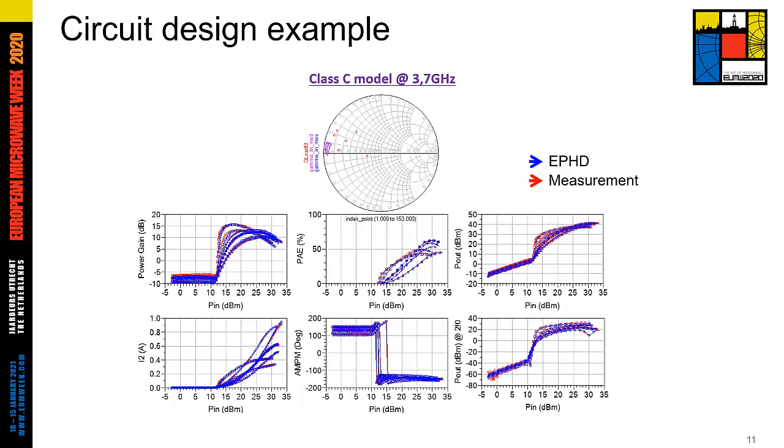Class AB is not the most challenging operating class compared to the class C. As you know, in class C we have a sharp gain expansion, and in this case we are able to extract a model that is in a very good agreement with the measurement, as you can see here.